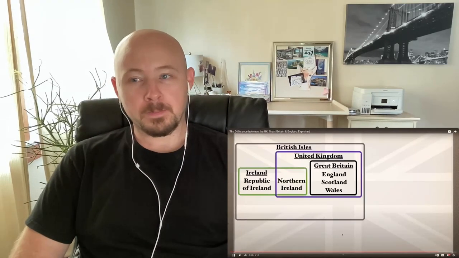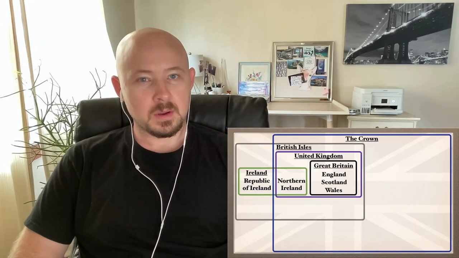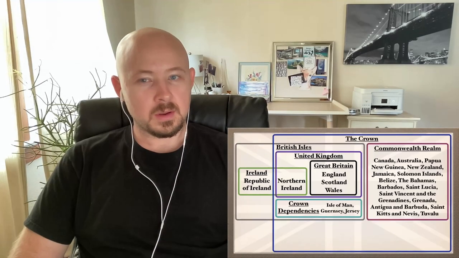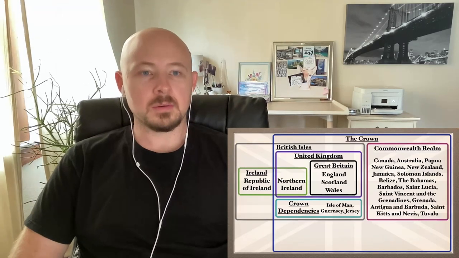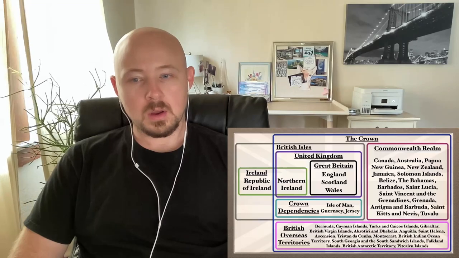Wow. For our final Venn diagram, the United Kingdom is a country situated on the British Isles and is part of the crown, which is controlled by the monarchy. Also part of the crown in the British Isles are the crown dependencies. The independent nations of the former empire that still recognize the crown are the Commonwealth realm, and the non-independent remnants of the former empire are the British overseas territories. Wow. Thank you very much for watching.